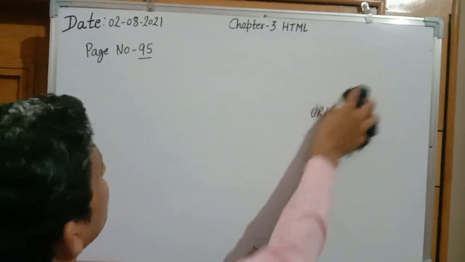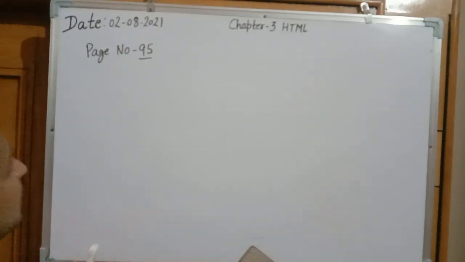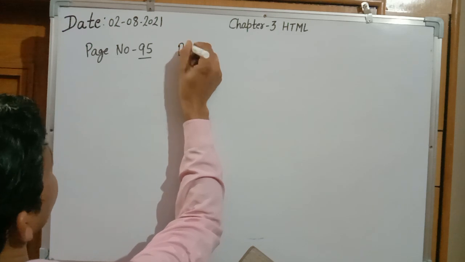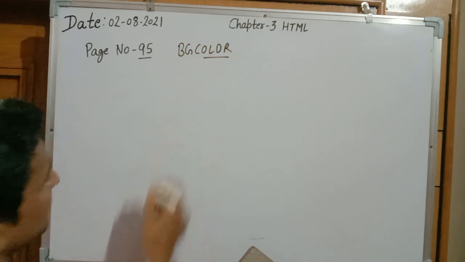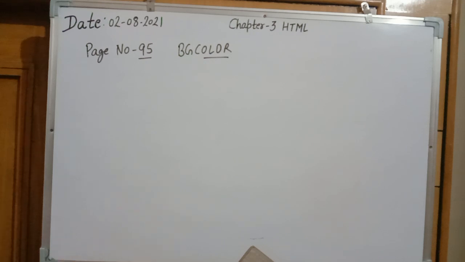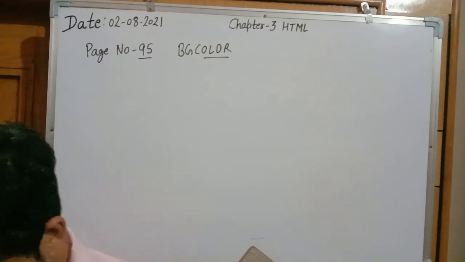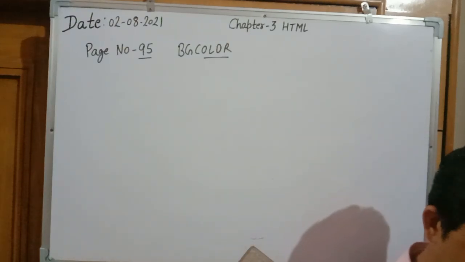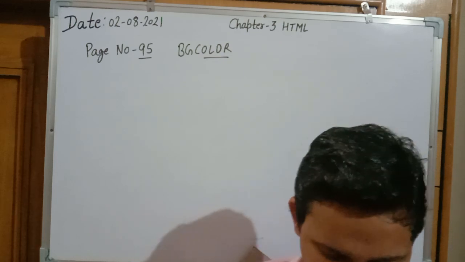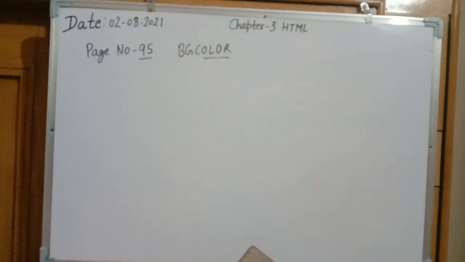What is the bgcolor attribute? That will contain the color of the background. It means we don't want to give any image, we want to give a color. So it is again on page number 95. Different colors are there like red, green, blue. We can give the color names or we can give the color codes also. But generally we use the color name. See on page number 96.